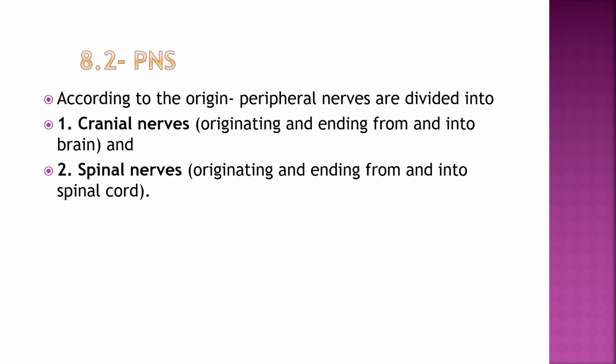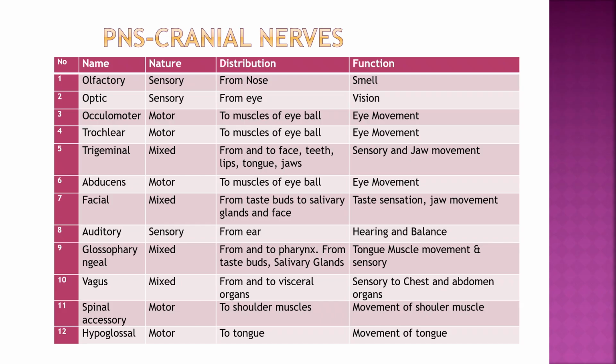Peripheral nervous system. According to the origin, peripheral nerves are divided into cranial nerves and spinal nerves. The cranial nerves originate from and end in the brain, and spinal nerves originate from and end in the spinal cord. Cranial nerves: there are 12 pairs, that is 24 cranial nerves in number.